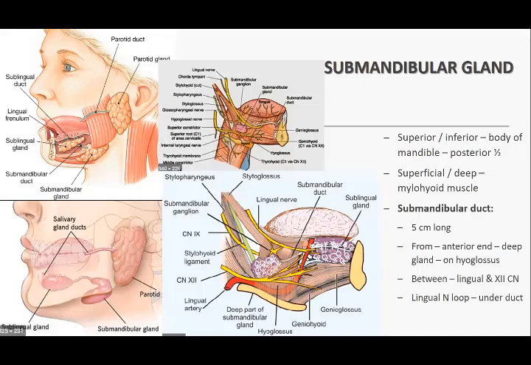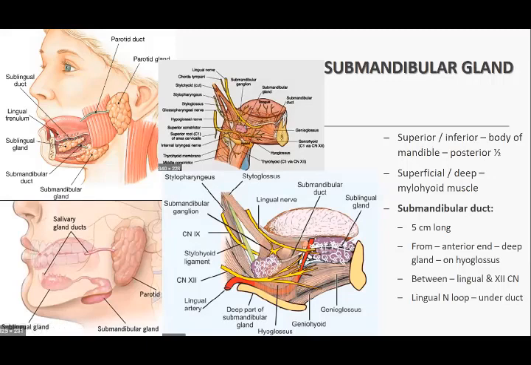मैं इसको फिर repeat कर देती हूँ. ये submandibular gland की duct है, ठीक है? Running on the surface of hyoglossus. Now, to begin with, ये जो lingual nerve है, this is superior to the duct. ये देख लीजिए, this is the duct. The lingual nerve is superior to the duct. This is the hypoglossal nerve, once again running on the surface of the hyoglossus muscle. This 12th cranial nerve is inferior to the submandibular duct.